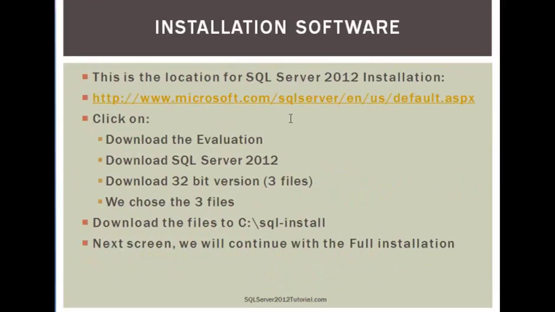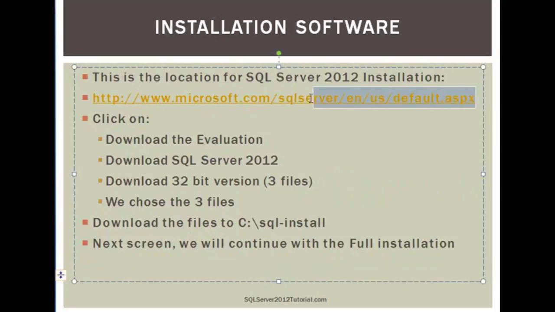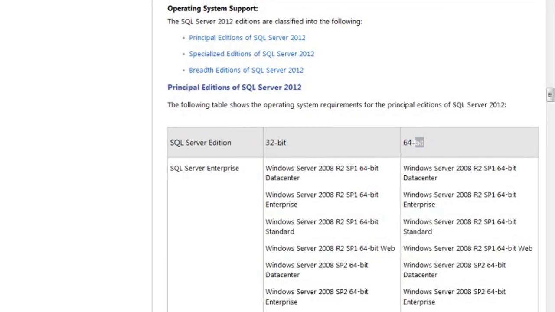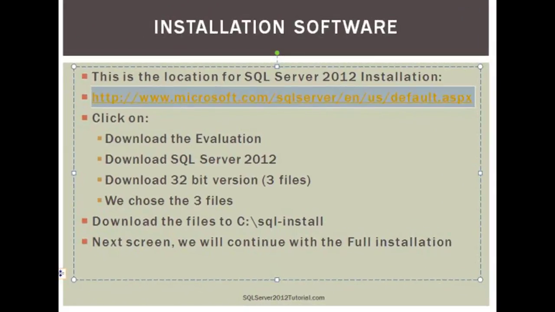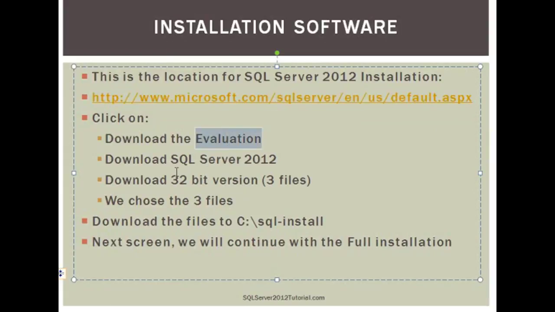As far as the actual installation, you can get to the setup files by following this link. It's basically microsoft.com/SQL Server. Let me go ahead and show you this so you have some idea. And once you get in there, we are pretty much going to select download the evaluation, but let me go through this first. So like I said, you will select that option, then you are going to choose SQL Server 2012. I will pick the 32-bit version, and I'm going to choose 3 files.